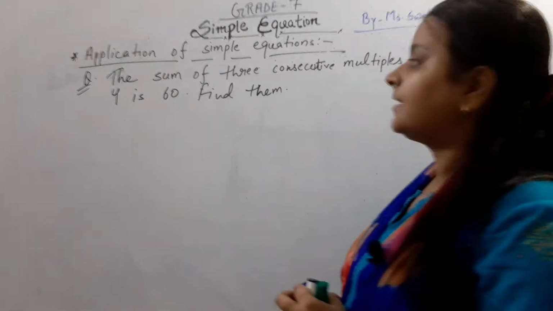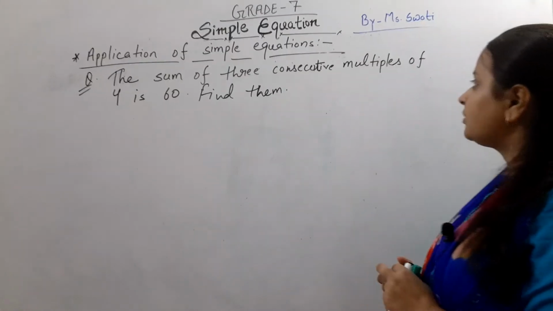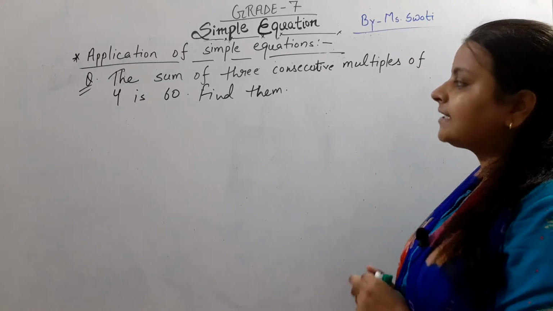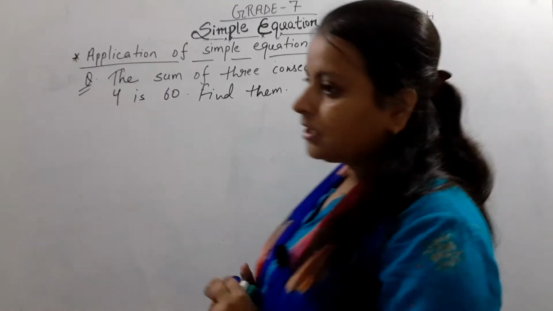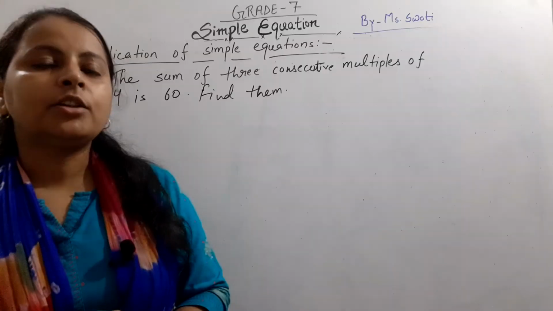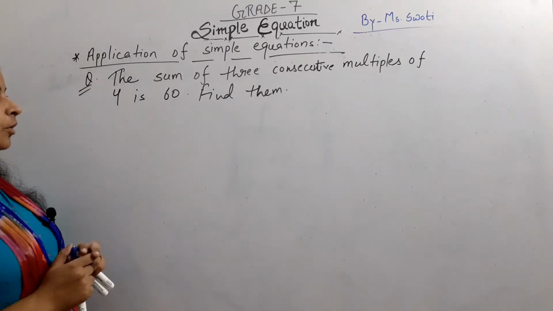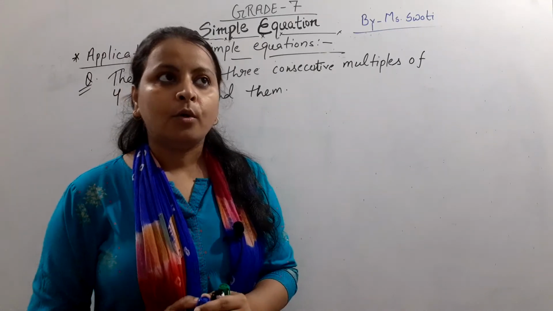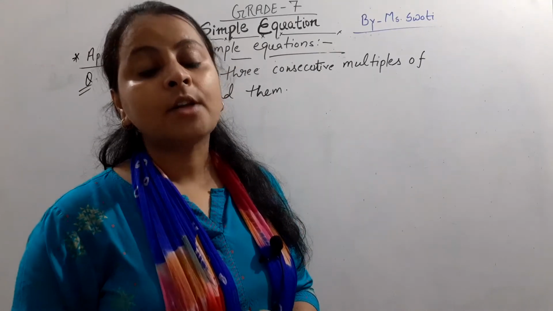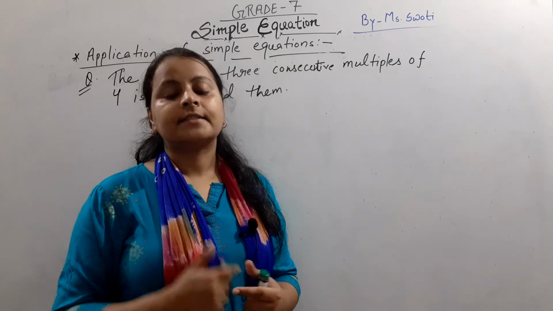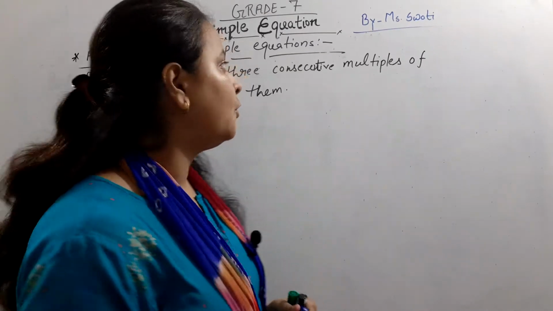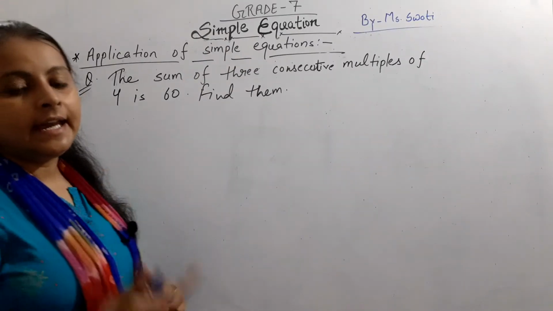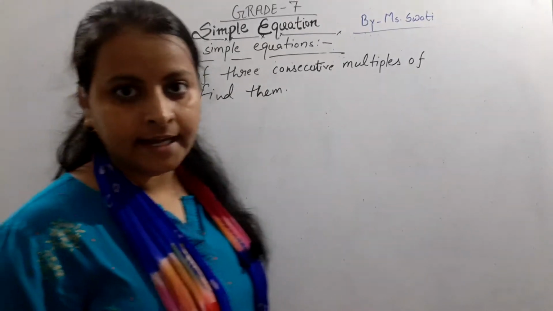The next question is, the sum of 3 consecutive multiples of 4 is 60. Find them. Student, consecutive multiple of 4. Sum of 3 consecutive multiples of 4. What are the consecutive multiples of 4? Yes, the consecutive multiples of 4 are 4, 8 and 12, like that.